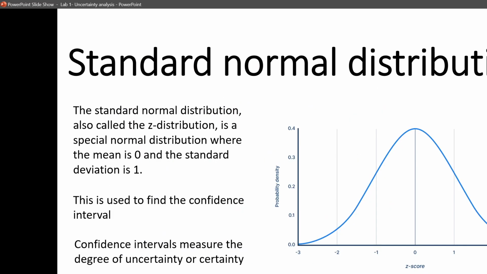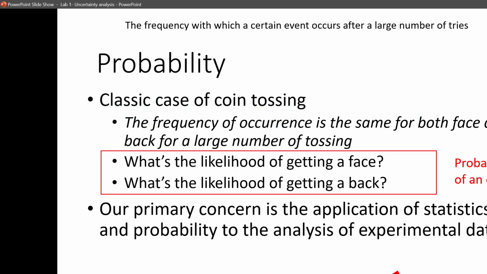The most famous example here that you have always seen is the likelihood of getting a face or a back of a coin when you are flipping a coin.